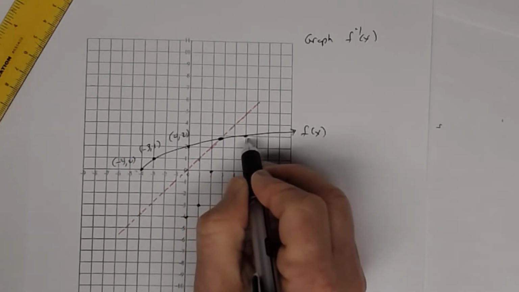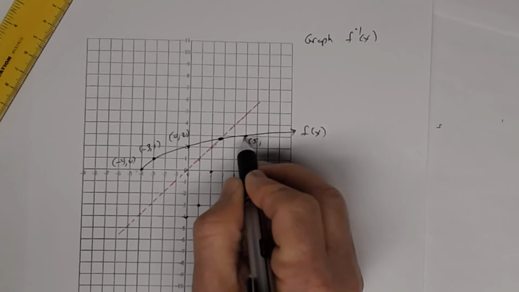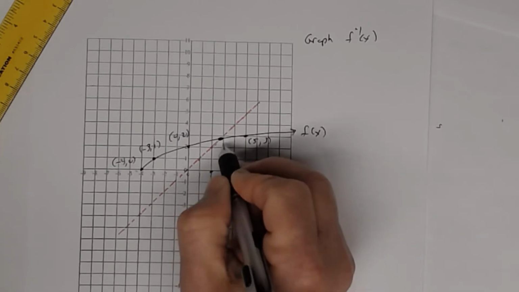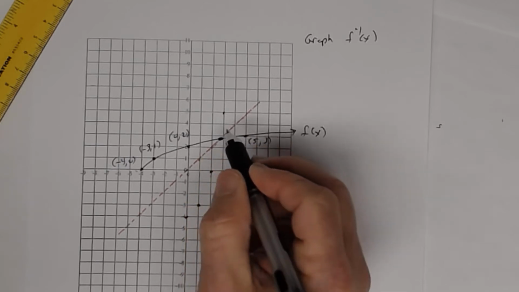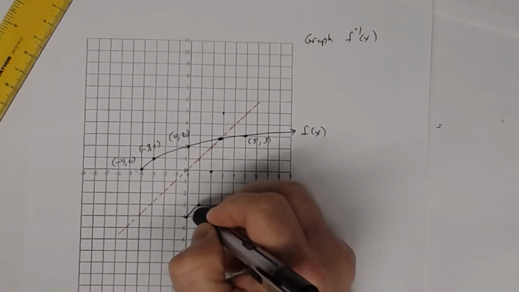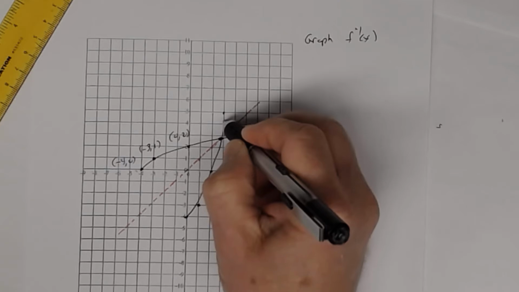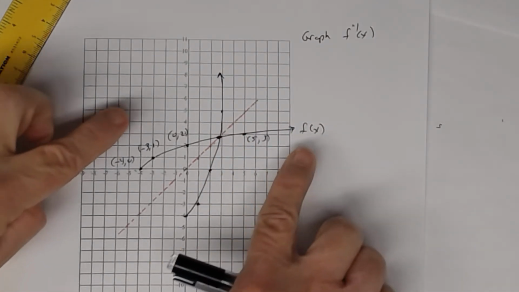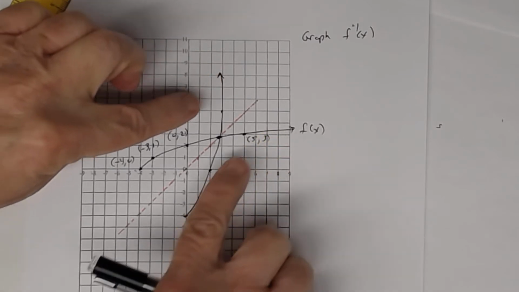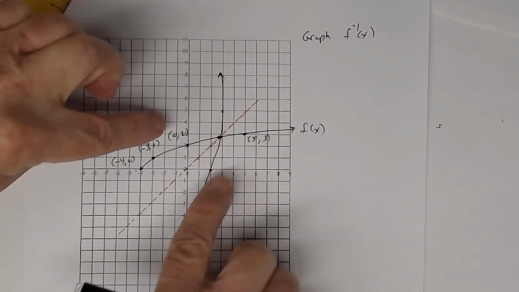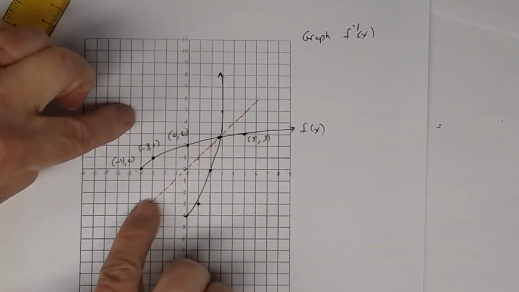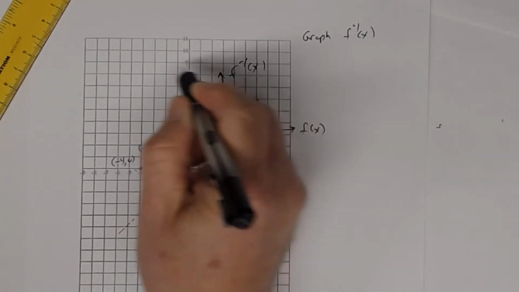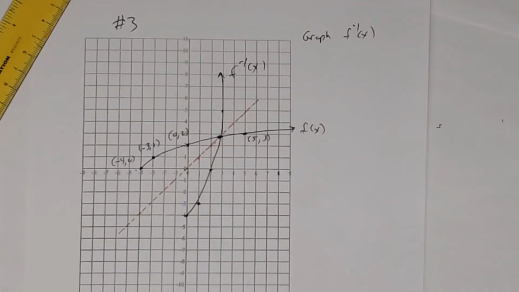And then right here, see this point that is 5, 3? So 5, 3 becomes 3, 5 right here. All right, and so then you just draw it and it looks like this. Okay, there's the graph. I guess I could have done a little bit better job here. But it looks symmetrical about that line y equals x, doesn't it? All right, so there's the inverse of f of x. So that's number 3. Okay?